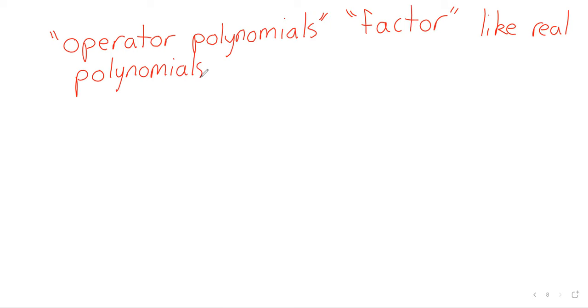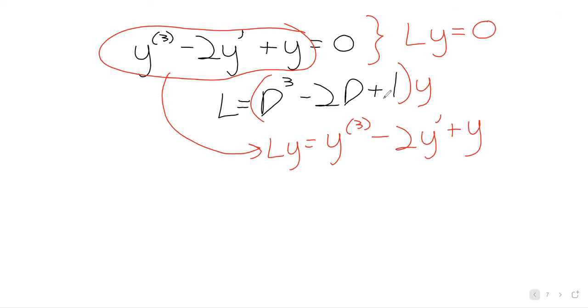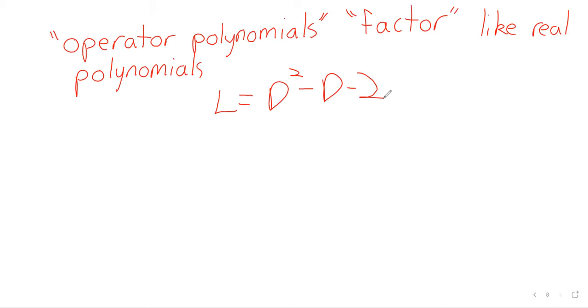So let's say we have L equals, let me just do this, trying to get an easy to factor polynomial: D squared minus D minus 2. We're defining L just like we did on the previous frame. Say that L is that. And say that we have another operator, L2, which is D minus 2 times D plus 1.